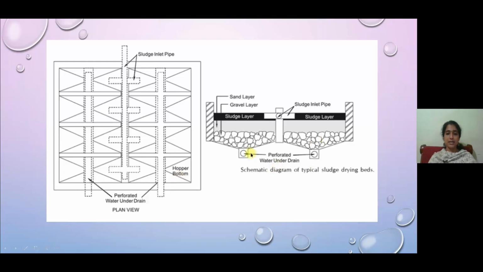You can see the section of these sludge drying beds. Here you can see the gravel is placed at the bottom of the sludge drying beds, and at the top of this gravel, a sand layer is placed. Over this sand layer, the sludge is disposed of, and this sand layer will filter the water content from the sludge layer, and finally it will be collected at the perforated underwater drain.